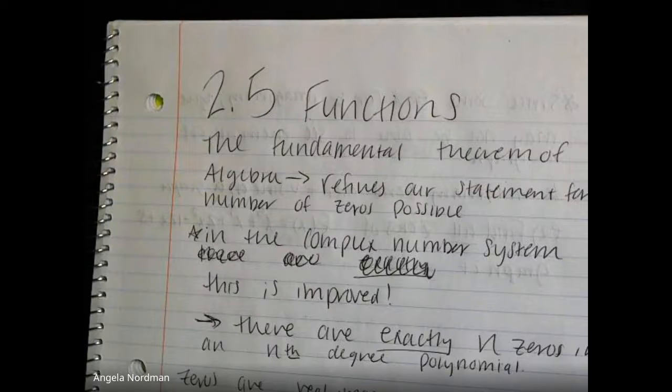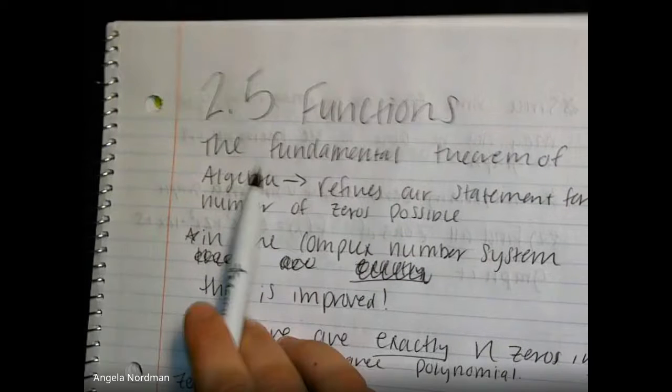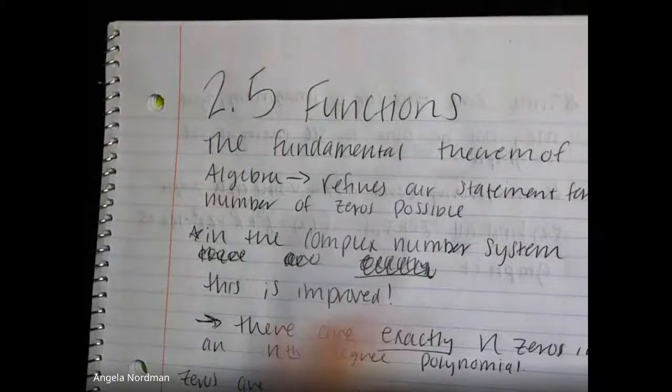This is 2.5, which is just dealing with functions. Specifically, the first thing we're going to talk about is called the fundamental theorem of algebra. What the fundamental theorem of algebra does, specifically in what I wrote down for you, is that it refines our statement for the number of zeros that are possible. This being that specifically in the complex number system, we get to improve how many zeros are possible.